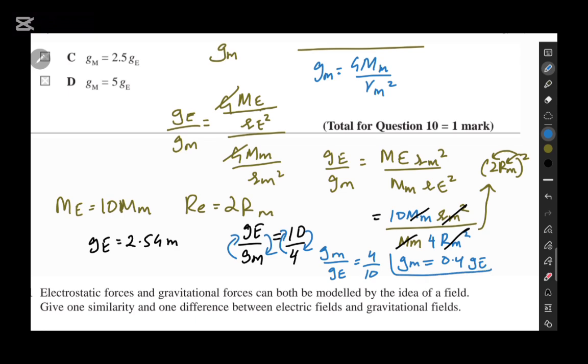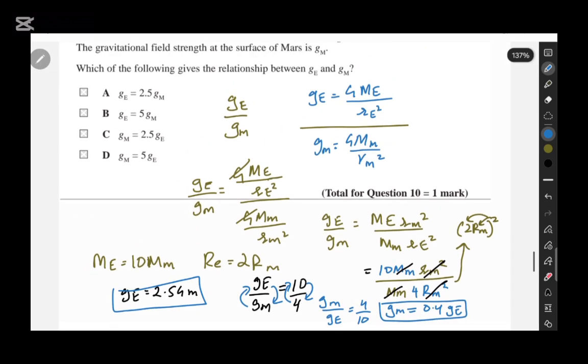Now look, I told you at the start we were going to play around with it and we could find the two things that we need. Now look up. If you compare, then our correct answer is A.